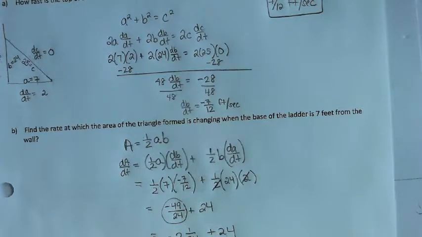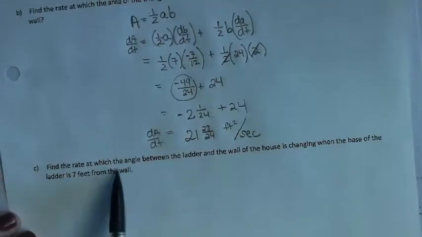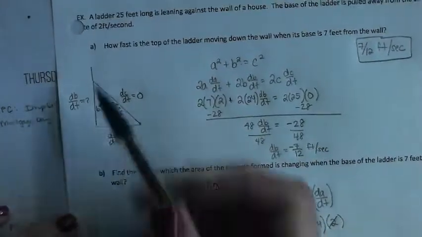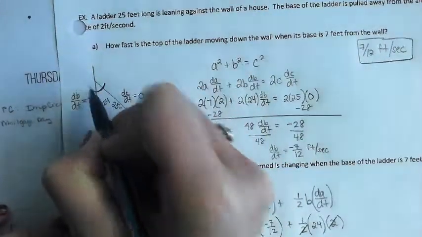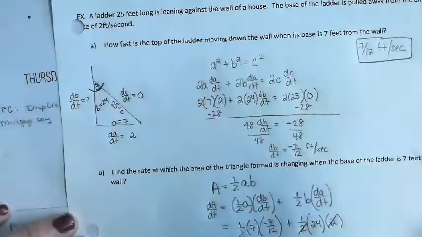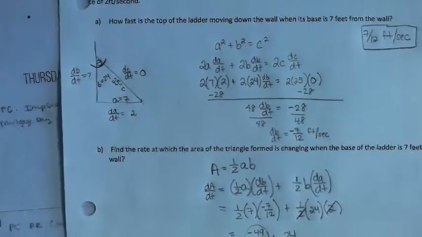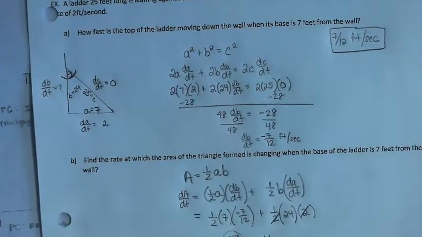Okie doke? Any questions? And then the last one, find the rate at which the angle between the ladder and the wall. So the ladder and the wall angle is right here. That's your theta. You want the rate at which the angle between the ladder and the wall of the house is changing at this moment as well. So what formula could you use here? So many options. Liam, what's your guess?